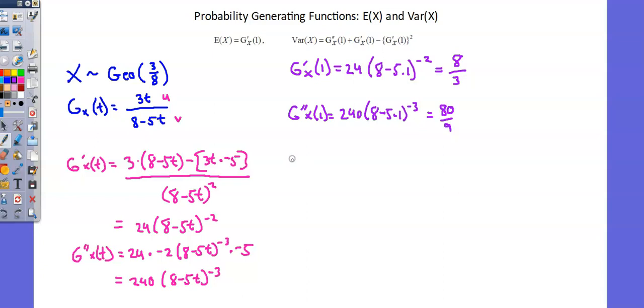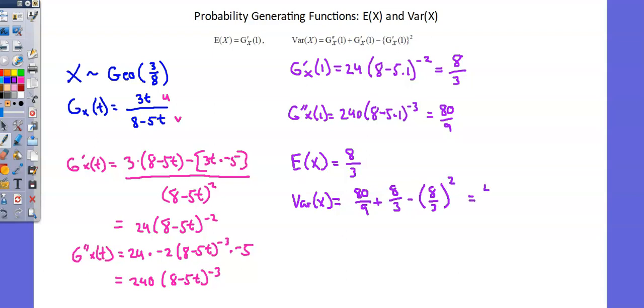And now expectation. Notice the formula is the result of an input of 1 into the first derivative that we have calculated as 8 over 3. And for variance, the formula is the second derivative with an input of 1. We have 80 over 9, plus the first derivative with an input of 1, we have 8 over 3, minus the square of the first derivative with an input of 1. So minus the square of 8 over 3, which results in 40 over 9.